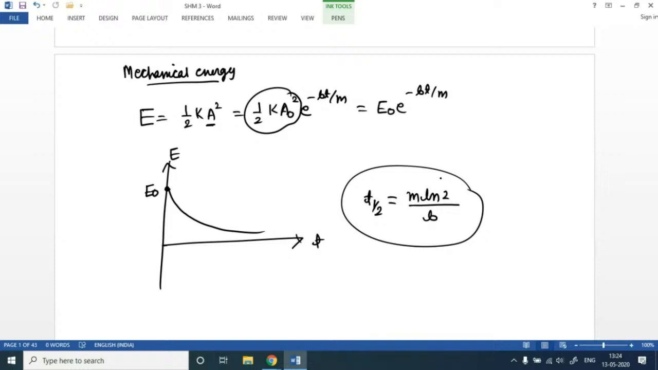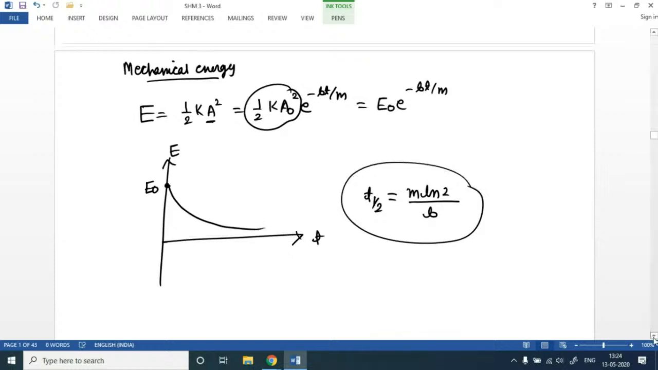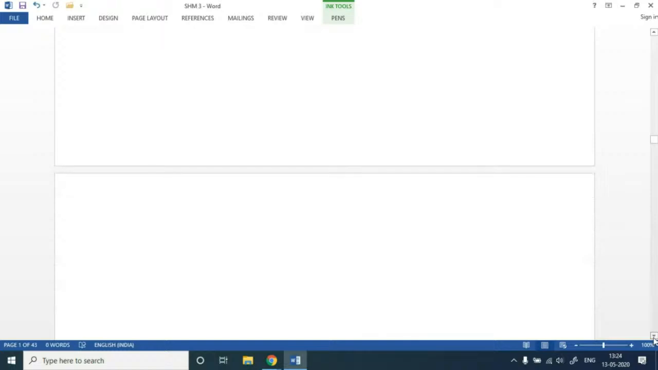So this was a little bit about damped oscillation, and let's also learn a little bit about forced oscillation. In order to take care of the damping, since energy is leaking from the system due to damping, we need to do some external work on the system to keep it oscillating with the same amplitude. In order to do that, we need to apply some external force.